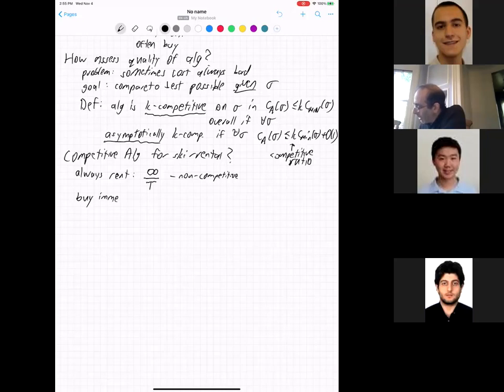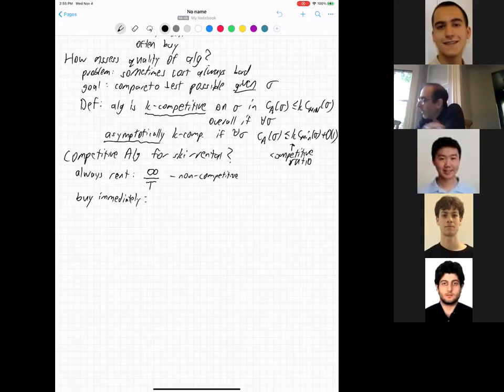What if we buy immediately? Is that competitive? Right. So we're going to spend T, but the optimum algorithm might only spend 1 if we only go skiing once. So that's T competitive. And since T is probably quite a large number, that's not very good. So what are our other options? What's the design space of algorithms?